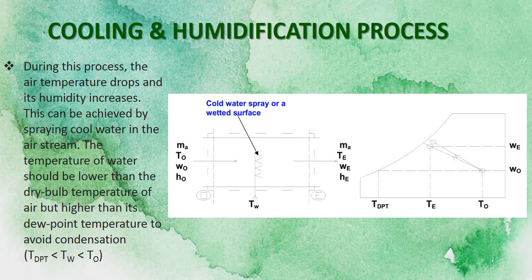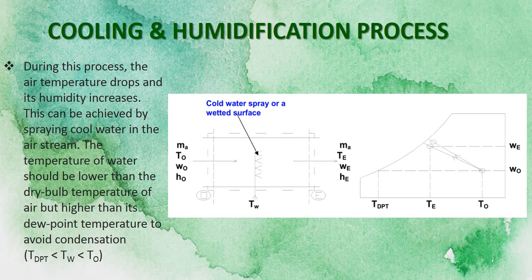The temperature of water should be lower than the dry bulb temperature of air, but higher than its dew point temperature to avoid condensation. That is, the temperature of the cooling water used here should be higher than the dew point temperature of air and lower than its initial dry bulb temperature. That way, it will not condense. So this is your process now. There's no need for a cooling coil in this case because your cooling water sprays already address the cooling objective, and at the same time they also address the humidification process.